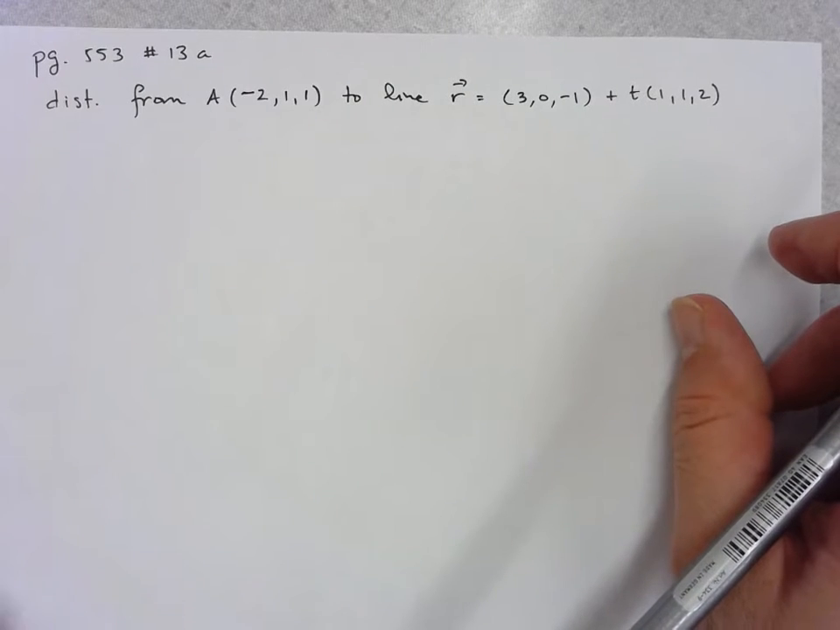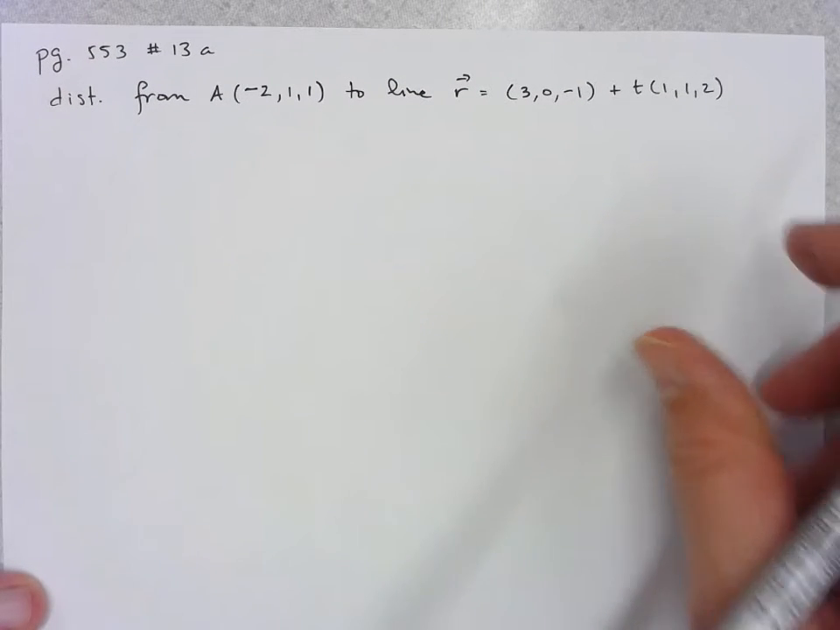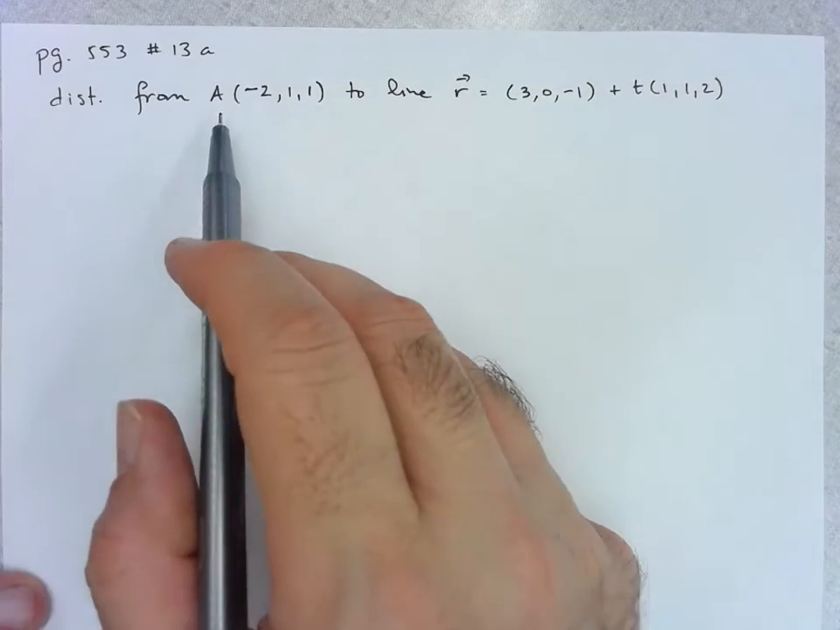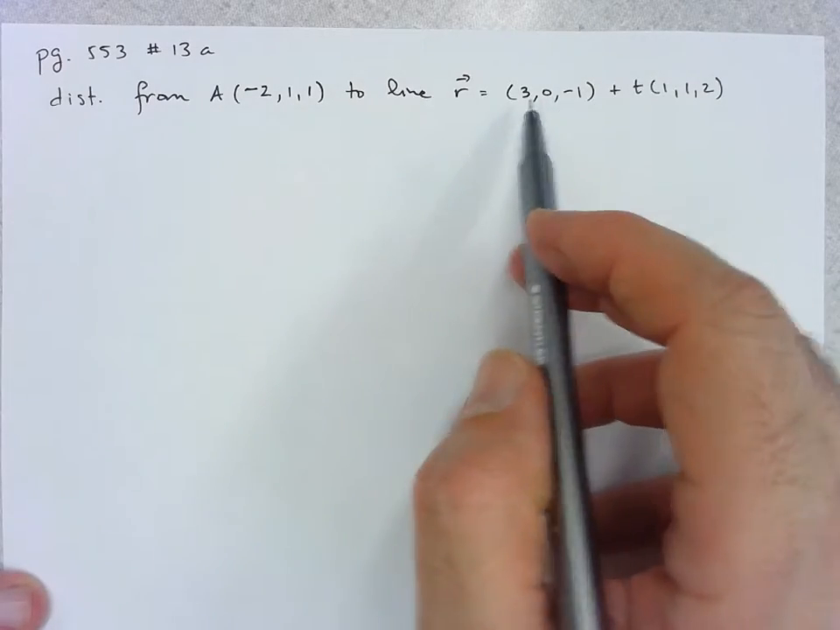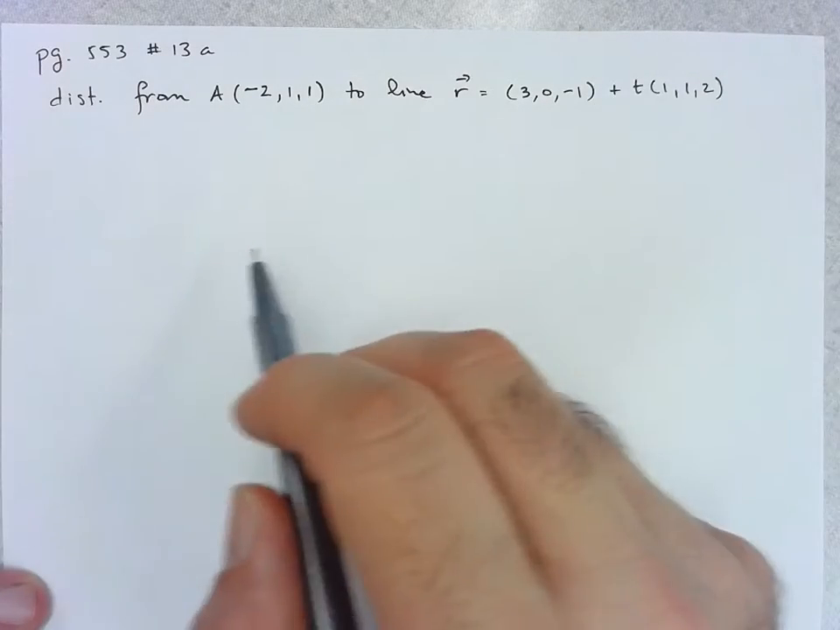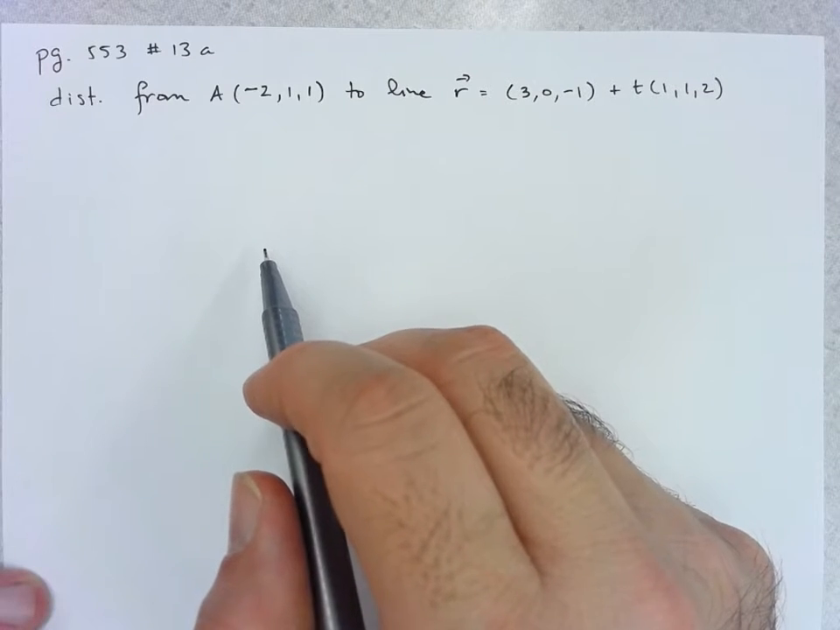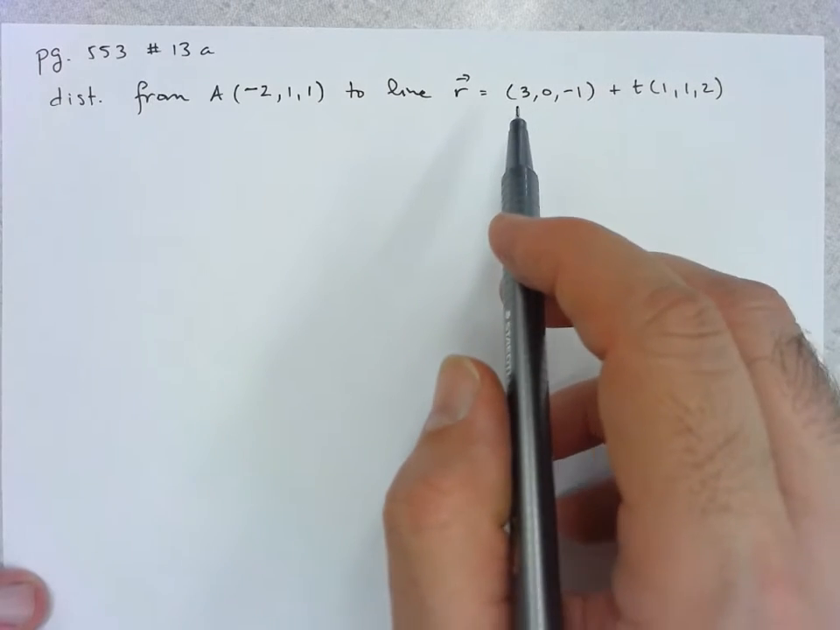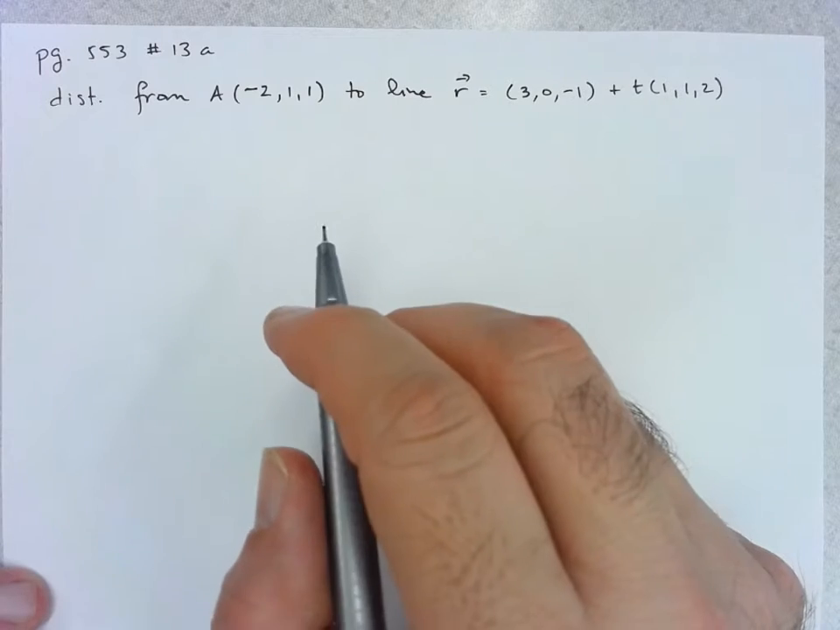Hi folks, we're going to take a look at 13a from page 553. So they want us to find the distance from this given point to this line in R3. So first of all, notice that this is a line in R3. Okay, so we can't be working with a normal vector. There is no normal vector to a line in R3.